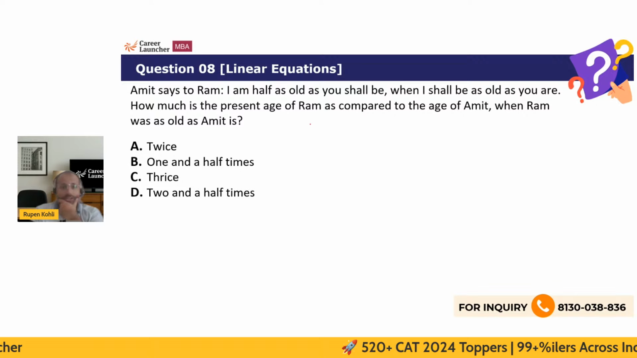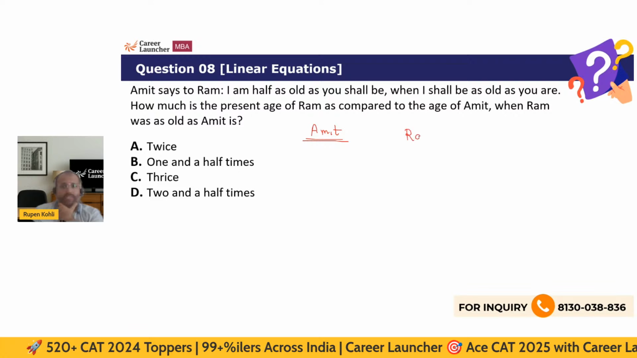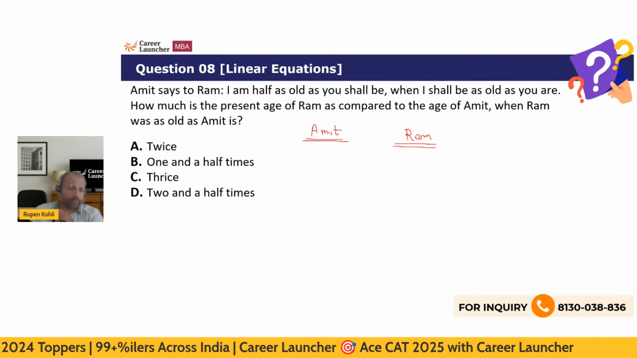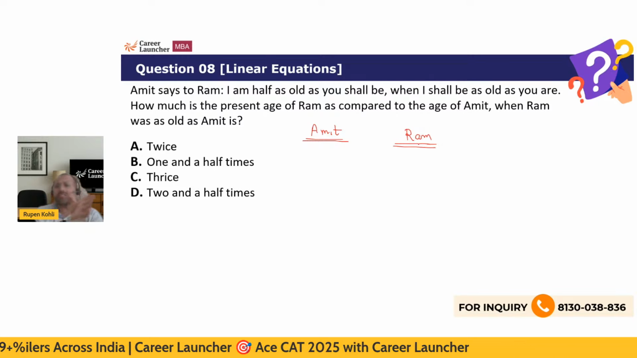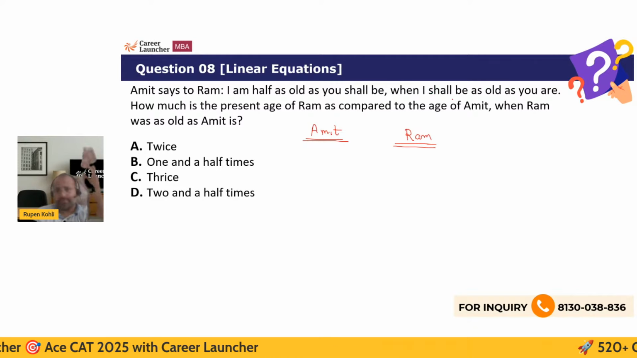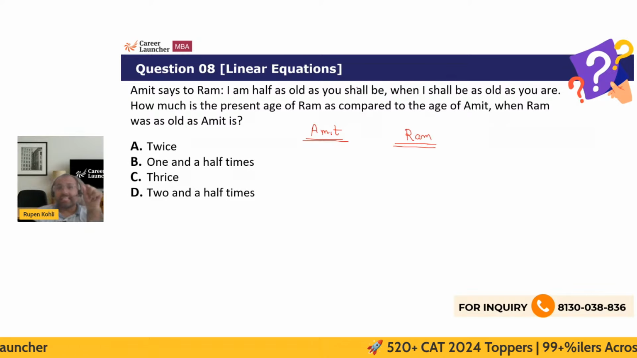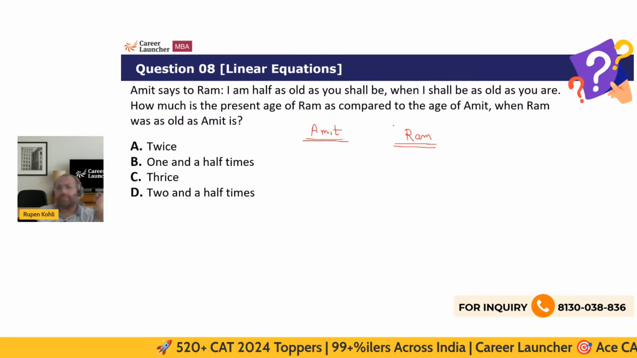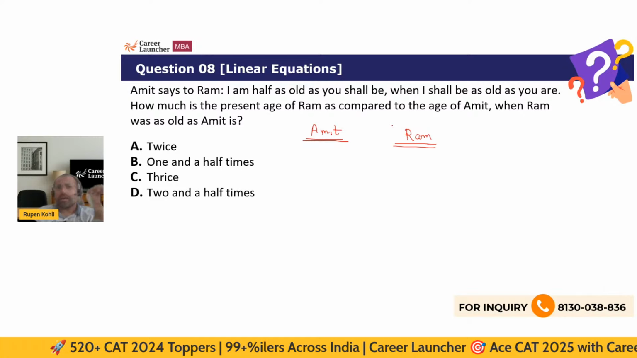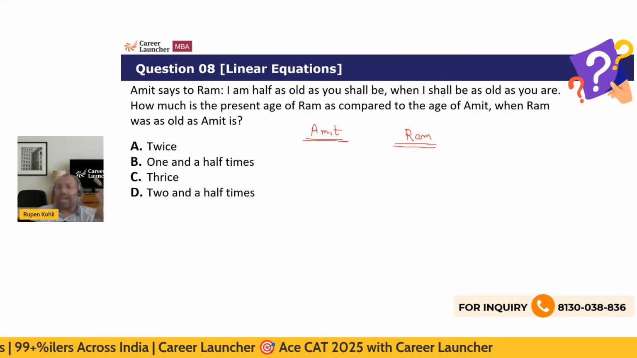Amit says to Ram. So what is this question talking all about? This question is talking about present, past, as well as future. I shall be future. Ram was past. I am present. All the three time frames we are talking of. Amit talks of present: I am, when I shall be future.